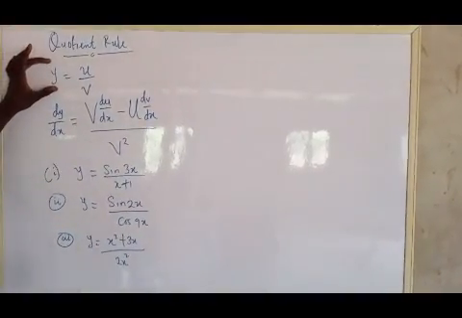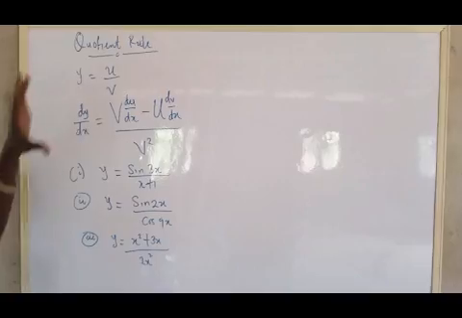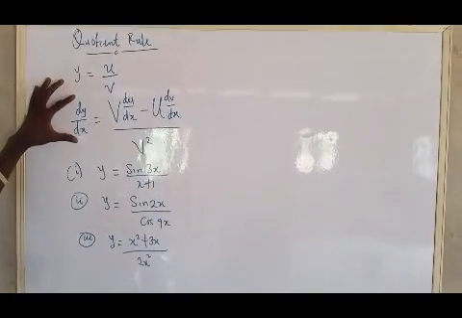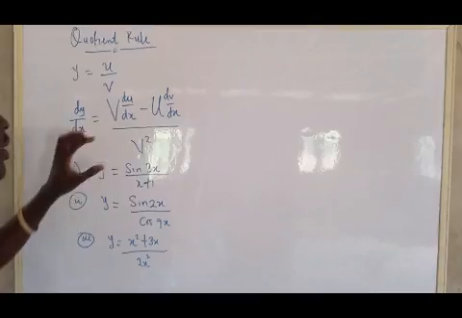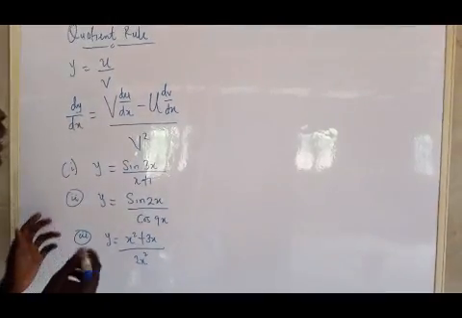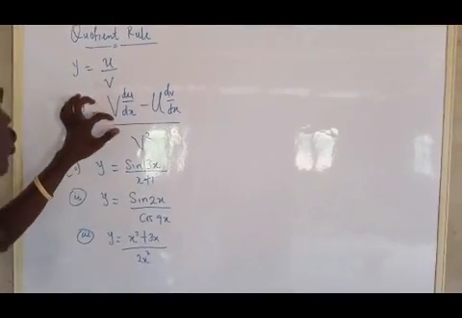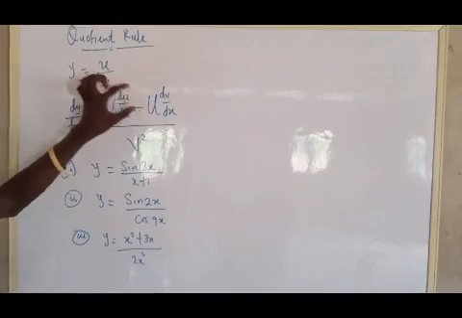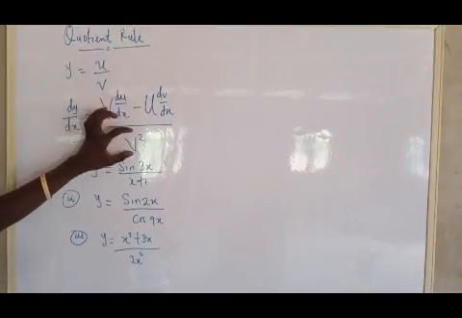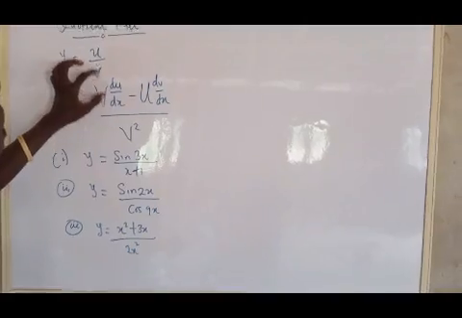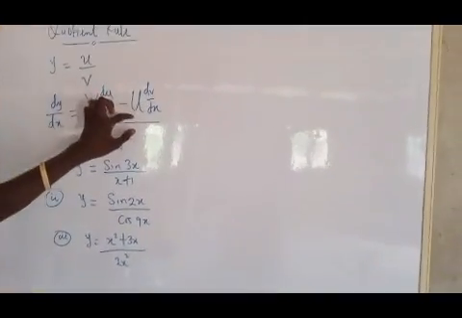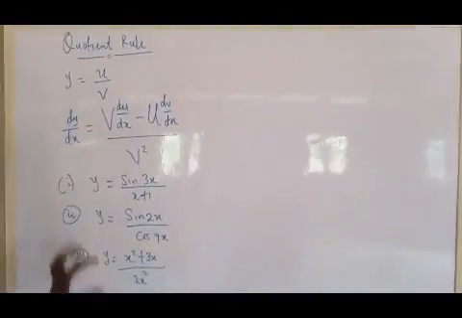The quotient rule is always in the form u over v, and the formula is v du/dx minus u dv/dx, over v squared. You can also say it like this: bottom d-top minus top d-bottom, over bottom squared. Do you get that? Bottom d-top minus top d-bottom over bottom squared.